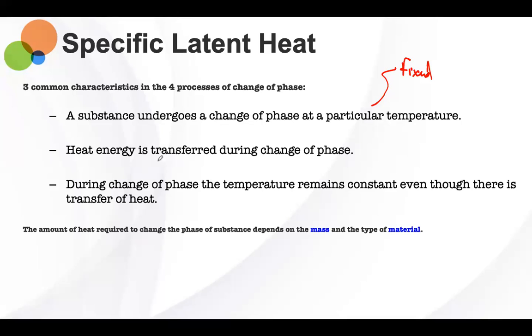And of course, if you have a small mass of water and you have a larger mass, which one will require more heat energy to change phase? The larger one. Exactly. So the larger one would require a larger amount of heat energy, while this small one would take a small amount of heat energy to change the phase.